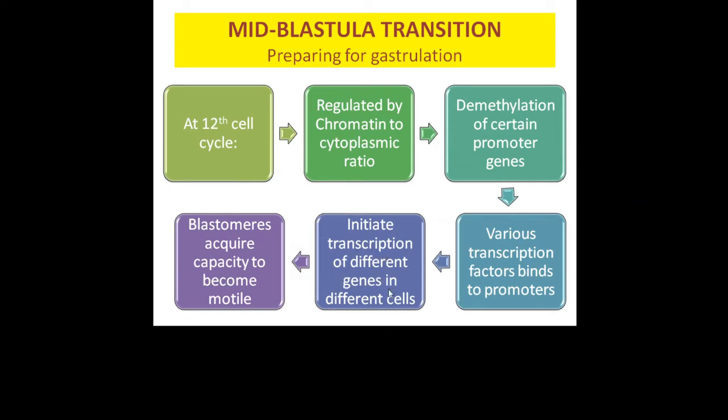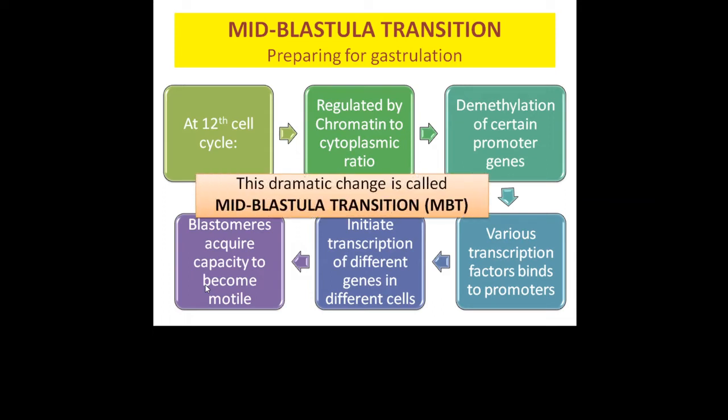So different genes get transcribed in different cells. Thus, the blastomeres acquire the capacity to become motile. This dramatic change is called midblastula transition, where the embryo is preparing to move from blastulation to gastrulation process.